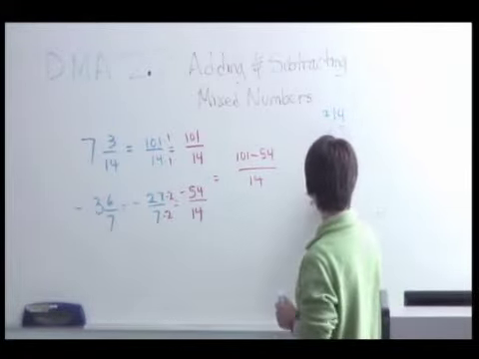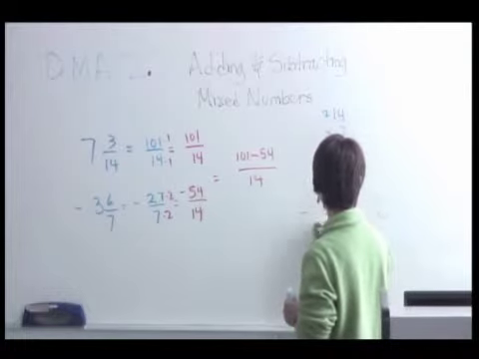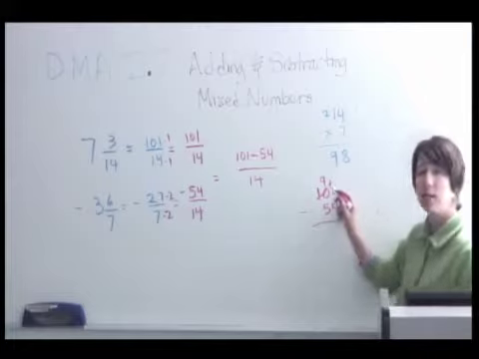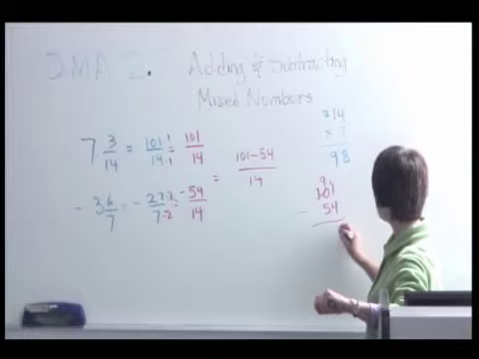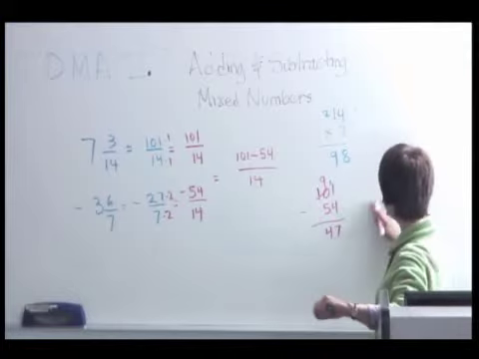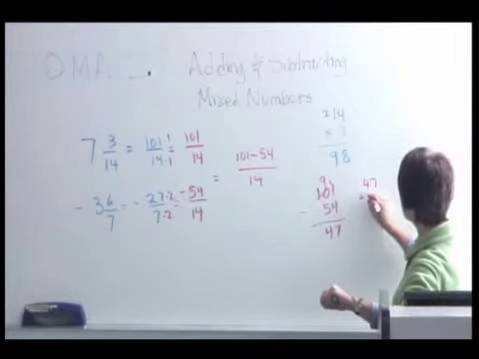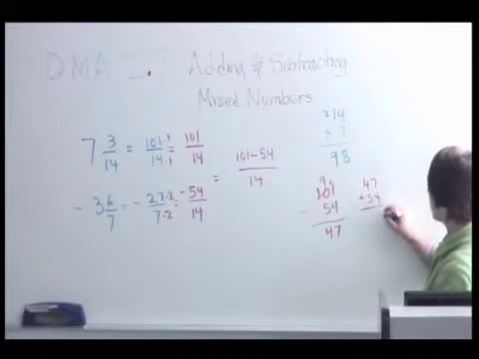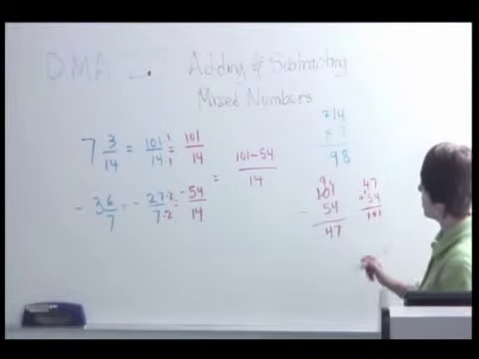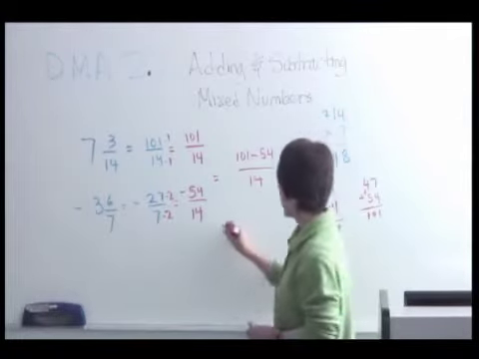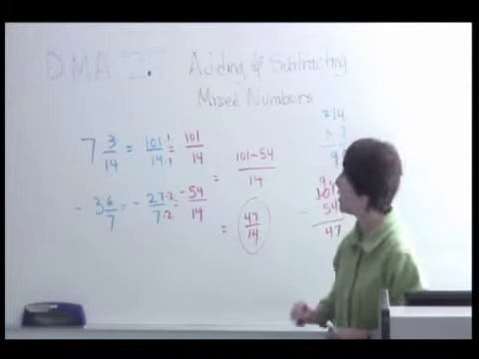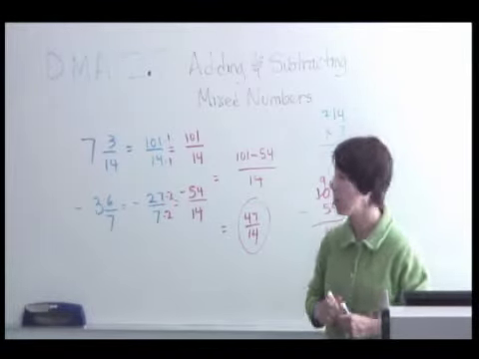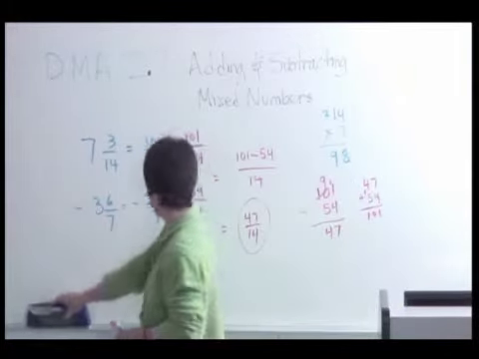So I'm going to do that subtraction over here. My 1 needs to borrow a 1 from my 10, so 4 from 11 is 7, and 5 from 9 is 4. And I'm going to check my answer, 47 plus 54, 7 and 4 is 11, and then 101, so that answer is correct. So I end up with 47/14. Then what I need to do is change that into a mixed number by dividing my denominator into my numerator.